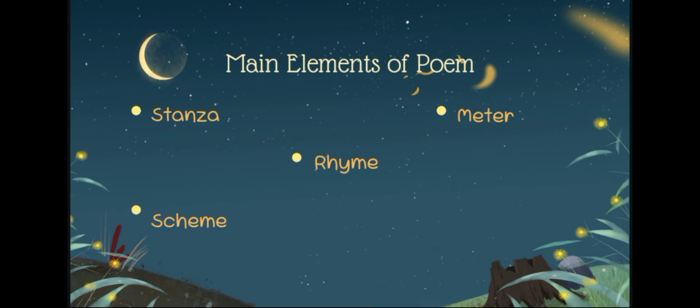Scheme. Scheme, or rhyming scheme, in poetry is the pattern of sounds or rhymes within a poem. This pattern can be at the end of the line, every other line, or throughout the stanza. It could also include rhyming couplets. Scheme is usually measured in poetry using letters.